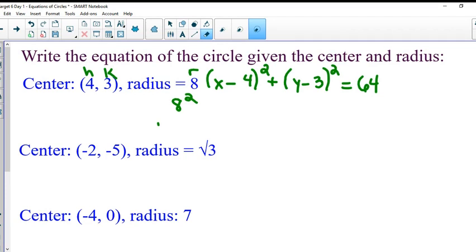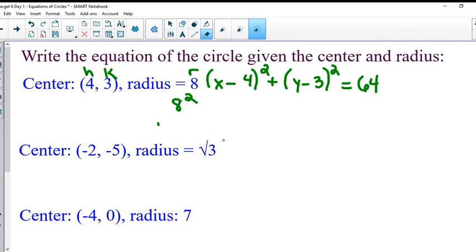I would now recommend you pause the video, try to do the next 2 problems that I gave you, this center of negative 2, 5, radius square root of 3, and then this center negative 4, 0, radius of 7. Then start the video again and check your answer.